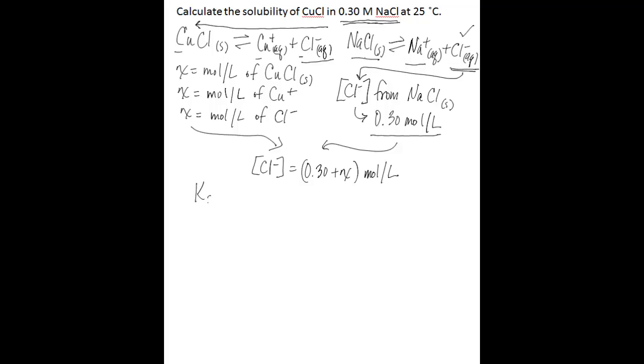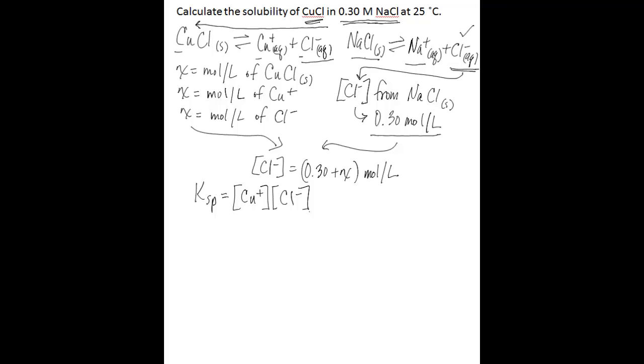The Ksp in this case, because we want to know the solubility of copper chloride, we're going to look at the products over the reactants. So the concentration of the copper cation multiplied by the concentration of the chloride anion, and again we're not including the copper chloride solid in the Ksp solubility expression because it is a pure solid.